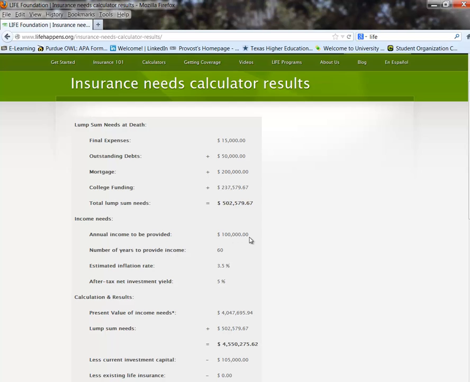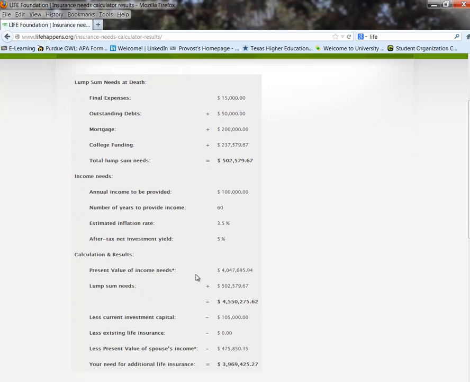All right, income needs, the annual income to be provided, is $100,000. We said that they need $100,000. She needs $100,000 to live on, or he, for the next 60 years. The estimated inflation is 3.5%, 5%. So we calculate this for 60 years. There's going to need to be $100,000. So that's $600,000 plus the $502,000.